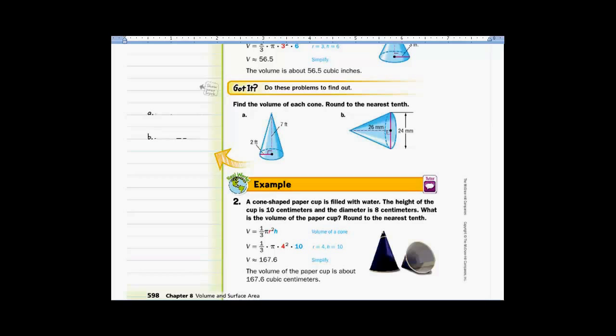That paper cup there is a cone. So it's the same thing. We're going to take the area of the base. The diameter is 8, so the radius that we need is 4. So pi times radius squared times the height, and it tells you that the height is 10. All right, and whatever you get, divide it by 3.